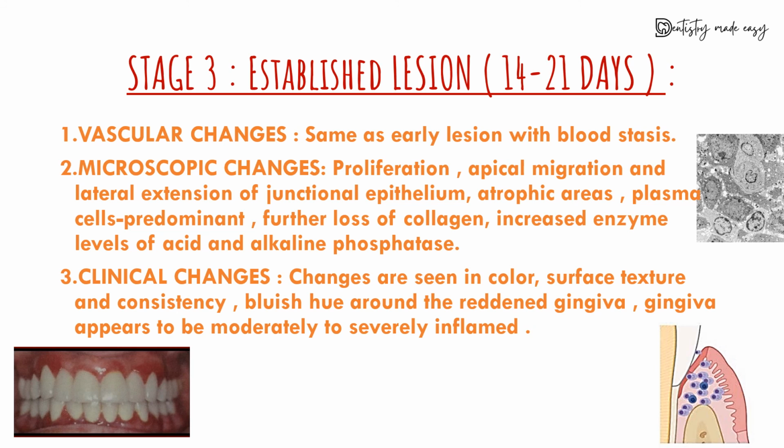Then there is a bluish hue seen around the reddened gingiva. The gingiva appears to be moderately or severely inflamed. Now this established lesion, in some it may remain stable for months or years, so it won't progress into periodontitis. But in some people it may be more active and it may convert to periodontitis, or stage 4.